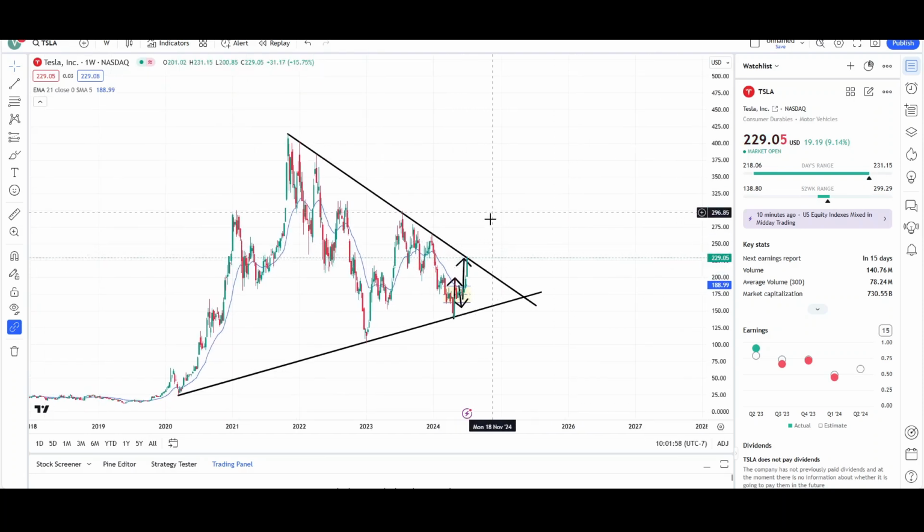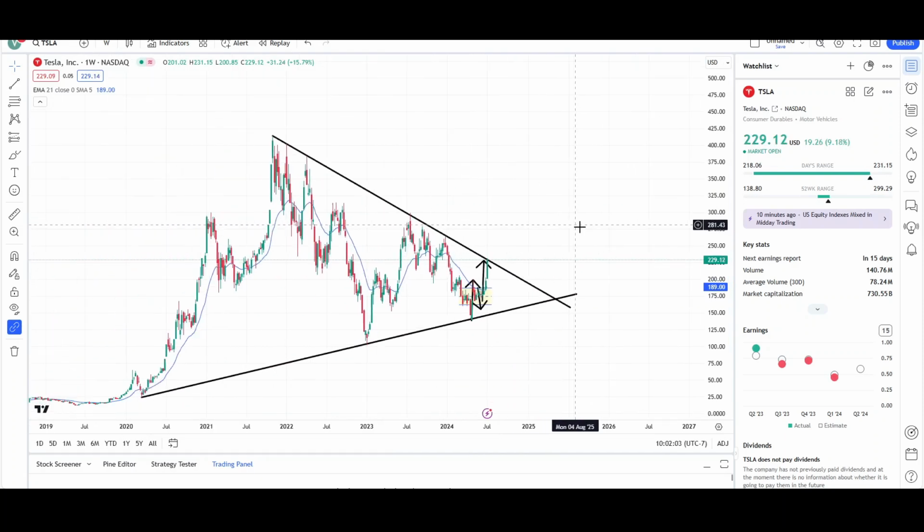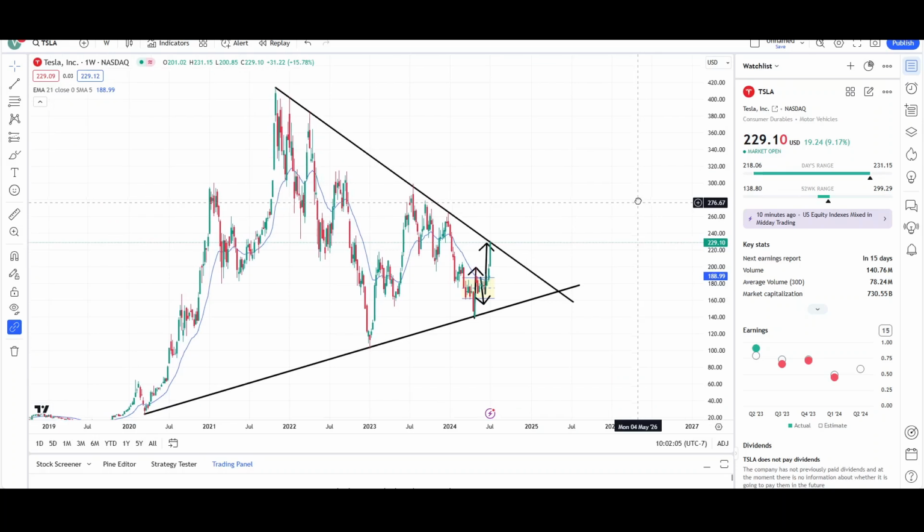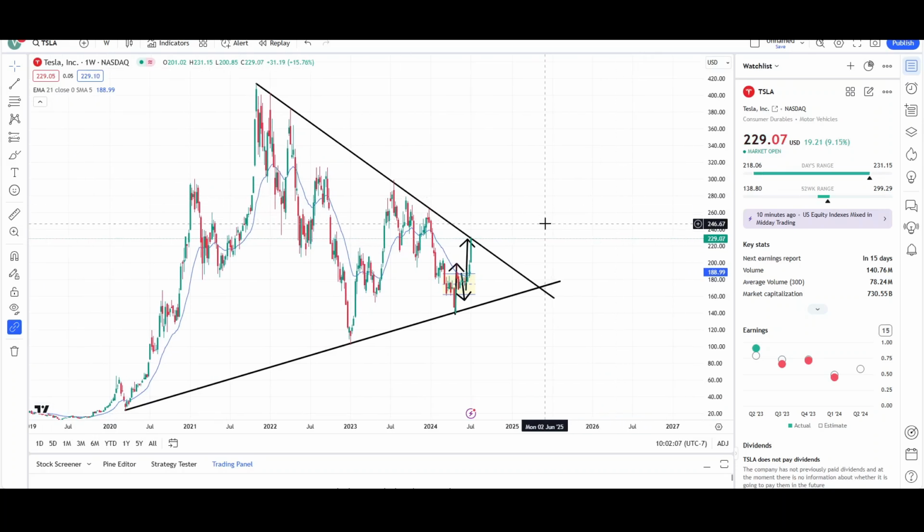Can price break up through that level and just continue trading up higher? Yes, it can, but that's a lower probability. I'm not expecting that to occur. But if it does, what would be the next level? Well, the next level would be the mid 200s, probably the 250. So that's all I have for Tesla on the daily and weekly charts.